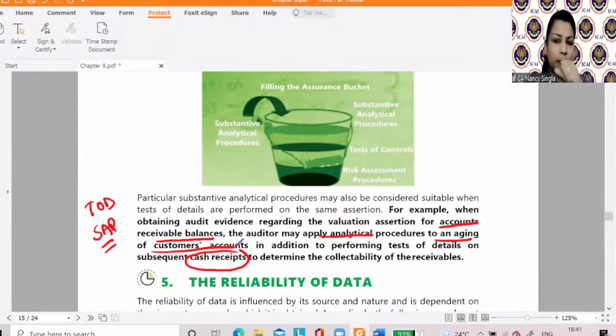Okay? So an auditor may, when he is looking at, let's say, the valuation of the debtors, apply what? Analytical procedures. Okay? That last year the percentage of debtors to total sales was this much, and this year it is this much. But with respect to recoverability, the auditor will have to perform what? Test of details, that is, he will be checking in detail.